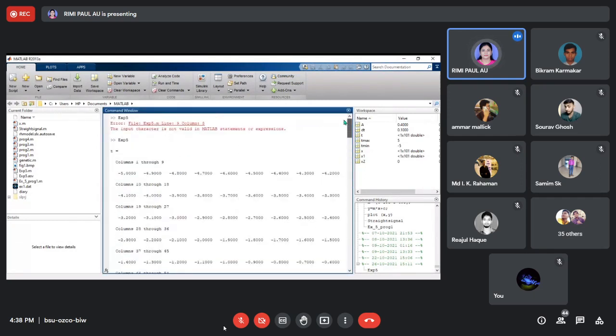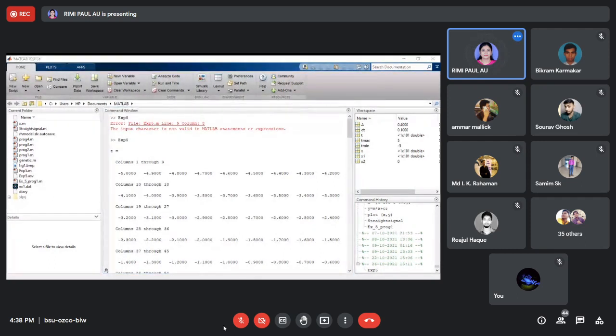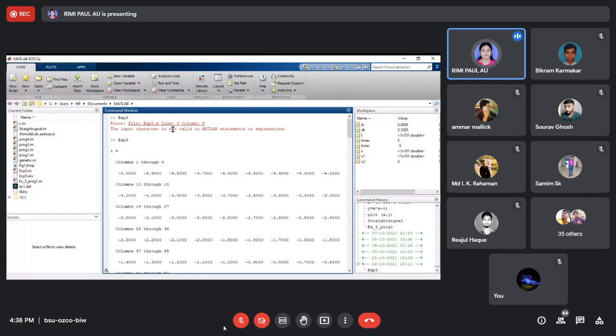So you can see that first the error file is written, experiment number 5. There is an example, experiment number 5.m. So you can see it is a .m file. Whatever program you write in the script file will be saved as a .m file. Line number 9, column number 8. So everything is given. Where is the problem?